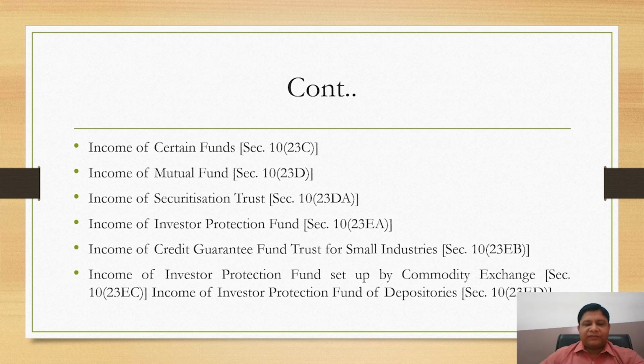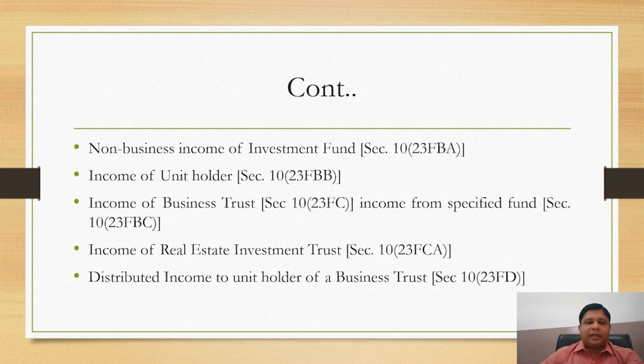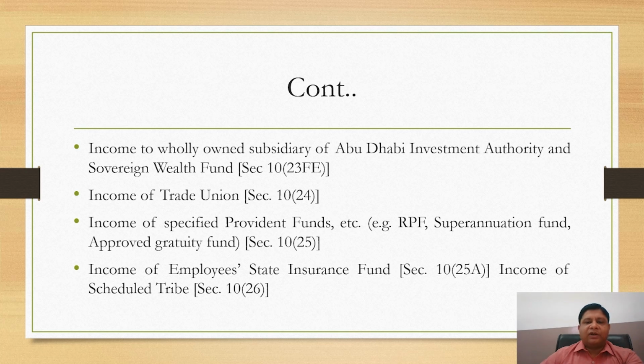Income of Investor Protection Fund set up by Commodity Exchange, income of Investor Protection Fund of Depositories, income of Venture Capital Fund or Venture Capital Company, income of unit holder, income from a specified fund, capital gain on compulsory acquisition of urban land, non-business income of investment fund, income of unit holder, next income of business trust, income from a specified fund, income of real estate investment trust, distributed income to unit holder of a business trust, income to wholly owned subsidiary of Abu Dhabi Investment Authority and Sovereign Wealth Fund, income of trade union, income of a specified provident fund.